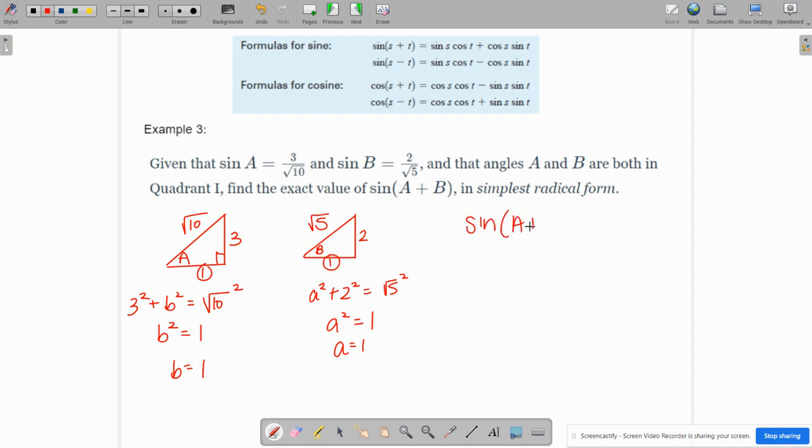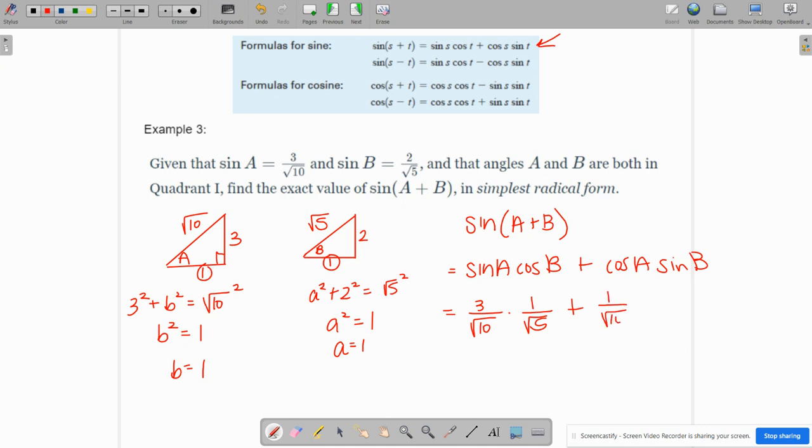So the sine of a plus b means we can use this top equation here. So it's the sine of your first angle times the cosine of the second plus the cosine of the first times the sine of the second. So the sine of a is 3 over root 10 times the cosine of b, which is going to be 1 over root 5, plus the cosine of a, that's going to be over here, 1 over root 10, times the sine of b, which is 2 over root 5.